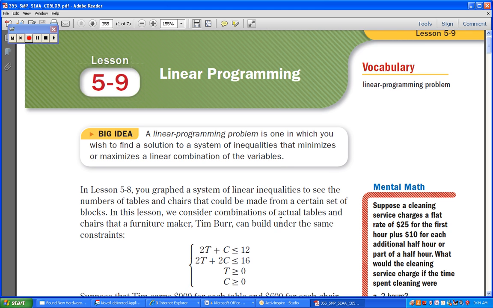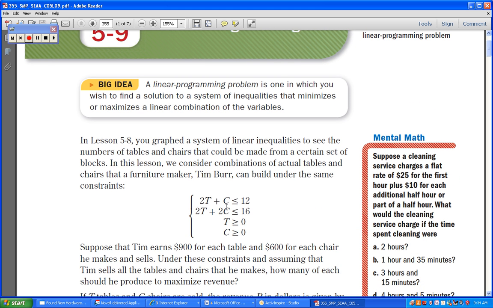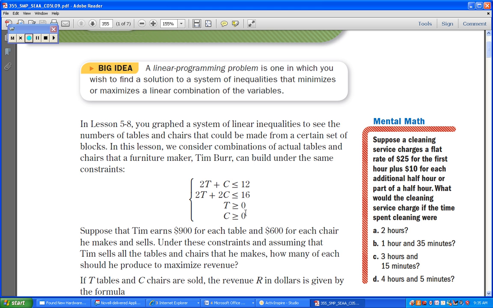Okay, here was the system of constraints that we had before. The 2 blocks for a table plus 1 block for a chair, because if you remember, I only had 12 rectangle blocks, and there are 2 square blocks for a table, 2 square blocks for a chair, and I only had 16 square blocks, and you can't have negative. We just said he makes $900 for each table and $600 for a chair. How many should he make? Because you're going to be limited by how many materials we have. So he needs to figure out the best way to make these so that he makes the most money. Okay?